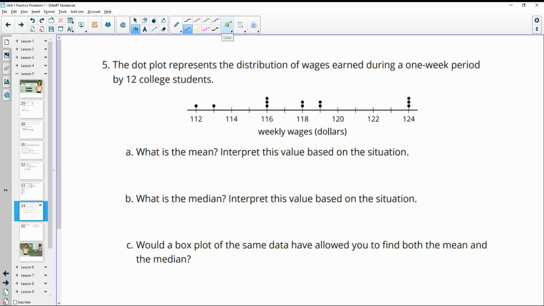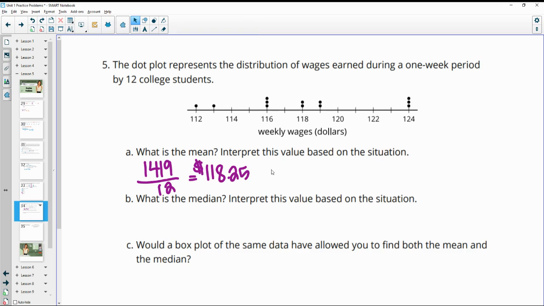Number five, the dot plot represents the distribution of wages earned during a 1 week period by 12 college students. What is the mean? And interpret this value based on the situation. So again, for the mean, you're going to need to total up all of these data points, so you're going to have to add up all 12 scores. When you add them all together, you should get 1,419. And then we'll divide that by 12. And that would give us 118.25. And remember, this is dollars for this graph that they earned in a week.